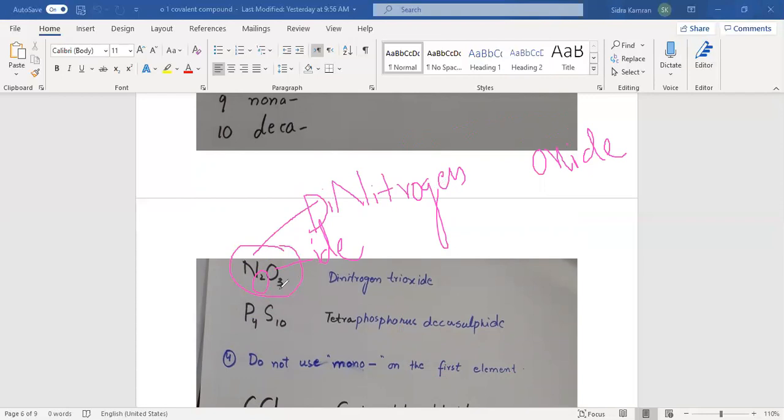Dinitrogen. Then how many atoms for oxygen? Three. So you have to use tri. For three, the prefix is tri. So you have to write trioxide. So the name for this covalent compound is dinitrogen trioxide. Clear? Next example.